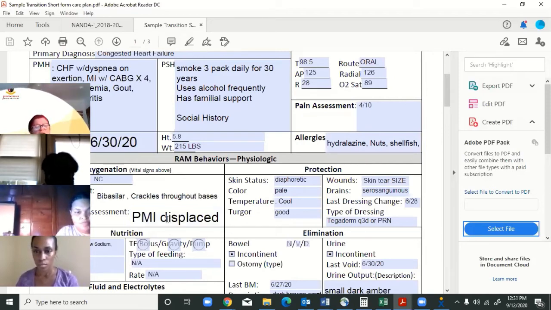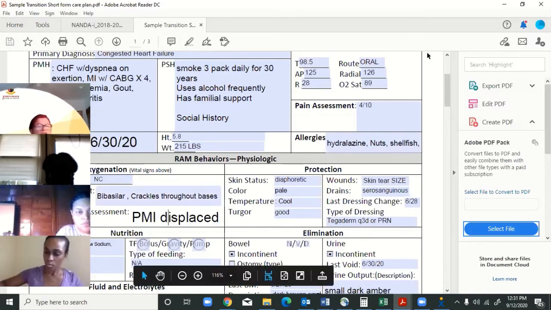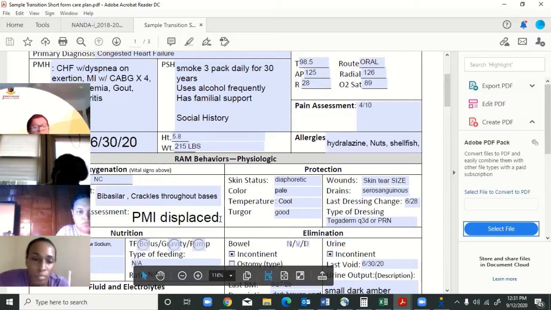All right. For cardiac, his point of maximal impulse was displaced. All right, so I really should have put heard at right fourth intercostal space.